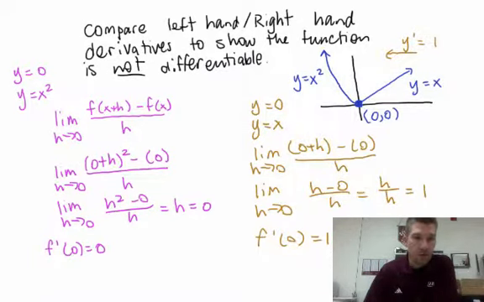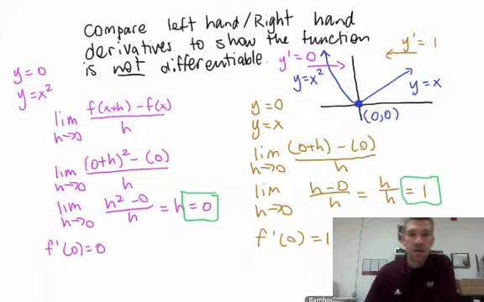Coming from the other direction, y prime equals 0. So since these two numbers are not the same, since I have a 1 here and since I have a 0 here, those numbers are not the same, which means that I am not going to have a derivative at that specific spot.